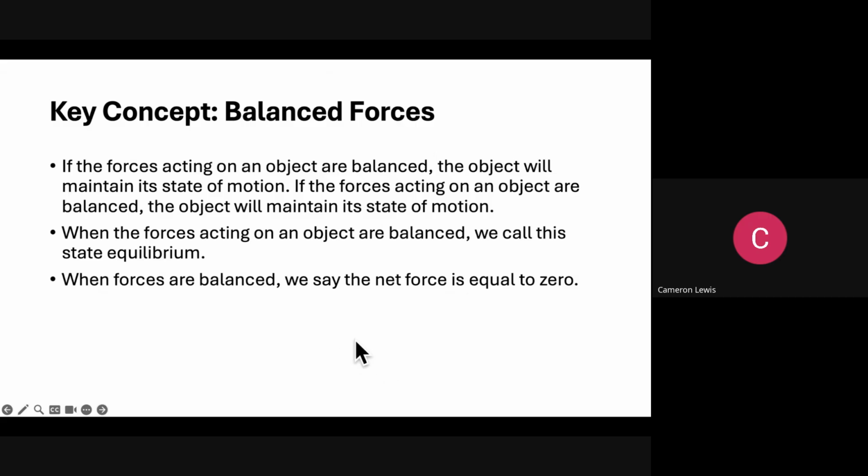Wait, say it again. What'd you just say? I think you just said it. Opposite direction. Yes, direction. Direction is what makes it to where now we have positive and negative until we add them and they cancel out. So that's why we say the net force is equal to 0.